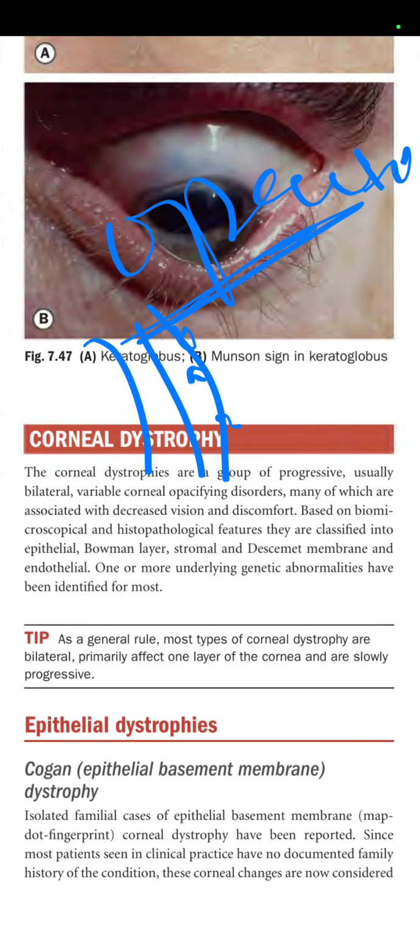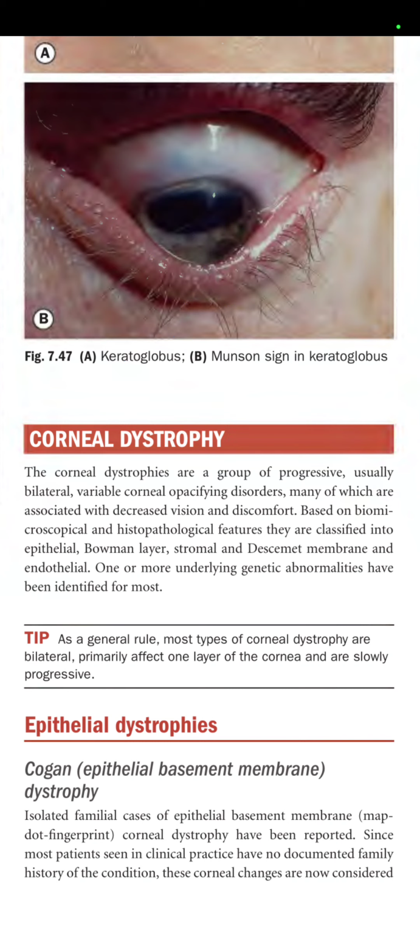Based on biomicroscopical and histopathological features, they are classified into epithelial, Bowman's layer, stromal and Descemet's membrane, and endothelial. One or more underlying genetic abnormalities have been identified for most. As a general rule, most types of corneal dystrophies are bilateral, primarily affect one layer of the cornea and are slowly progressive.